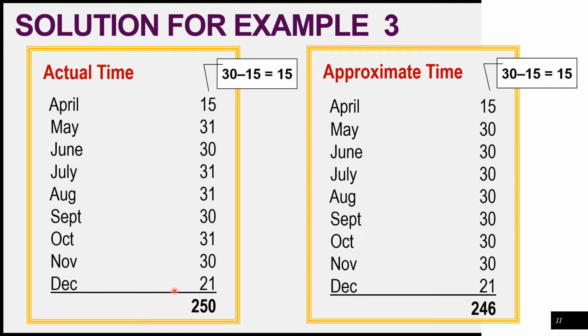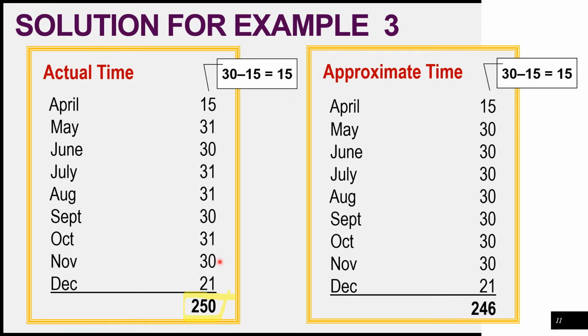For December, we only have 21 days since we end on December 21. Adding all the number of days from April to December, we have 250 days. Therefore, the actual time from April 15 to December 21, 2008 is 250 days.